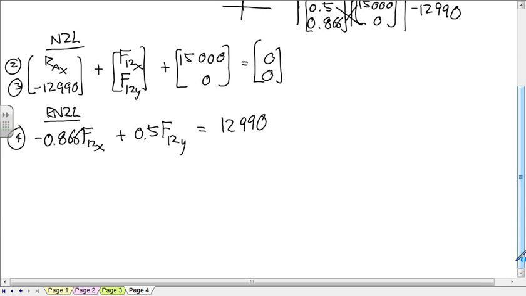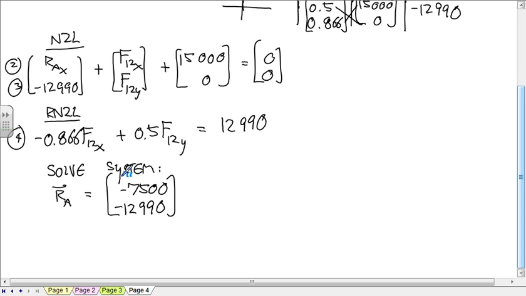You can come talk to me if you can't remember how to plug that into your calculator or whatever, but what you get is, so solve the system, and you get that RA is negative 7,500, negative 12,990, and F12 is equal to negative 7,500. Did we have enough to solve this? We did, right? Yeah.